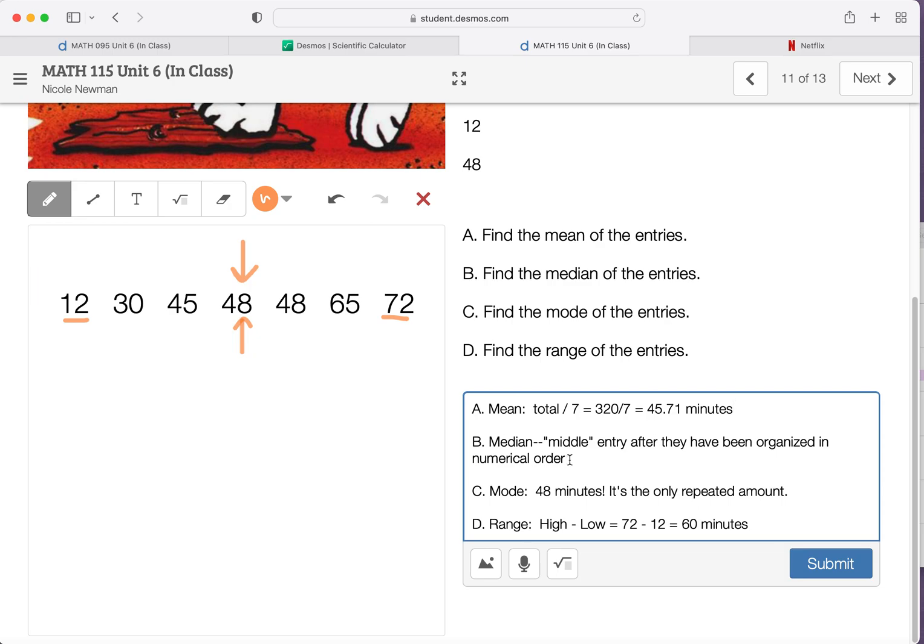The median was going to be the middle entry. It's got those arrows on it. It is 48 minutes. The mode was also 48. And then the range, the high minus the low, 72 minus 12 is 60 minutes.